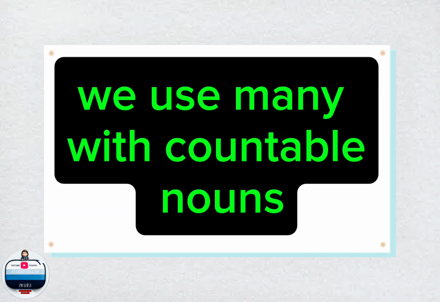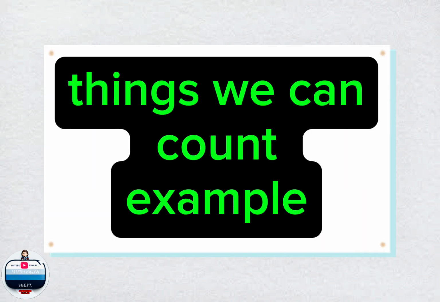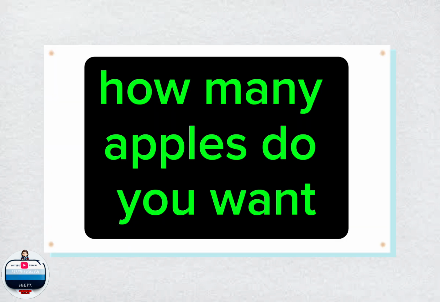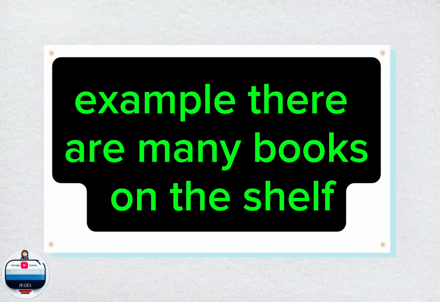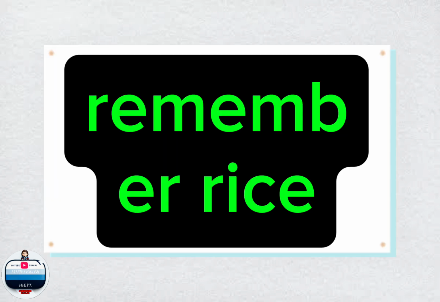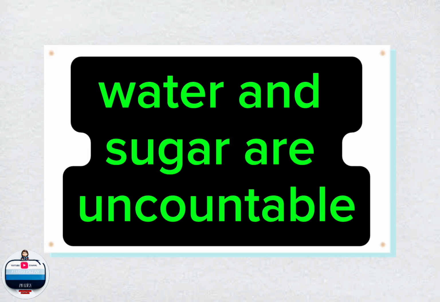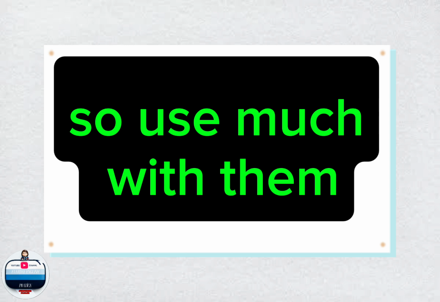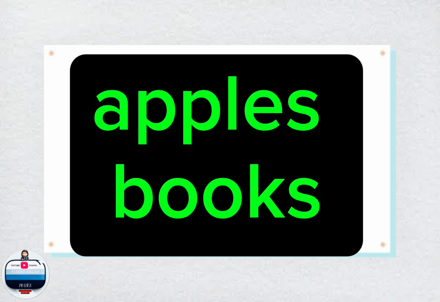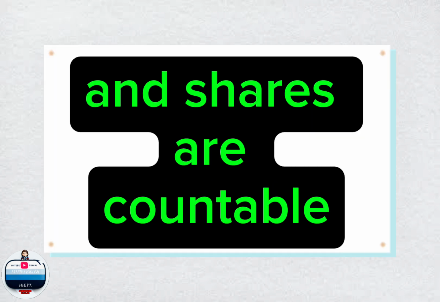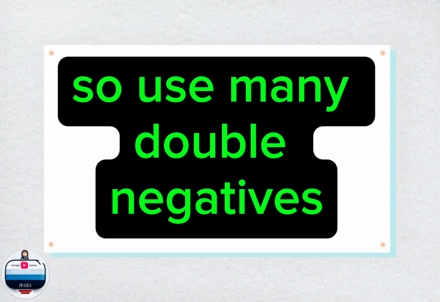We use many with countable nouns, things we can count. Example: How many apples do you want? Example: There are many books on the shelf. Remember, rice, water, and sugar are uncountable, so use much with them. Apples, books, and chairs are countable, so use many.